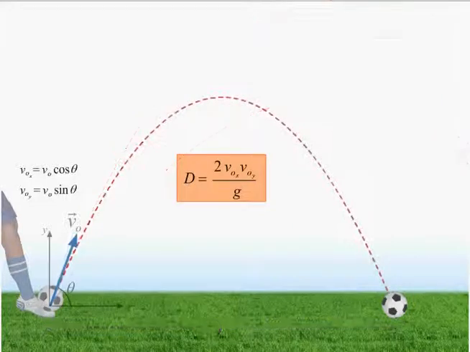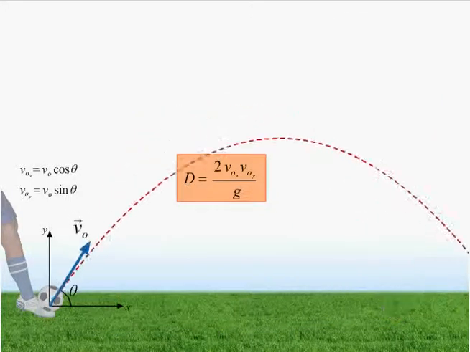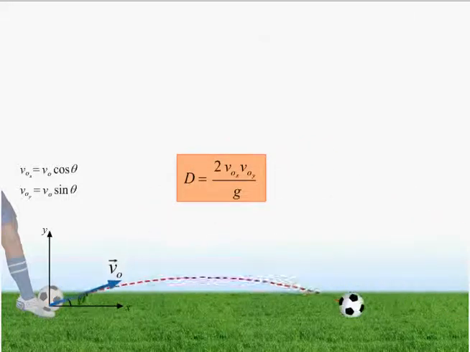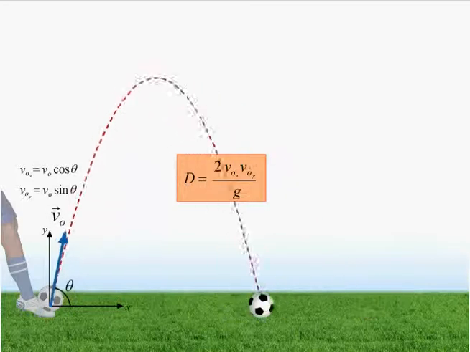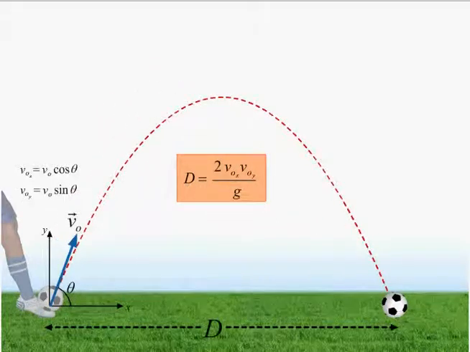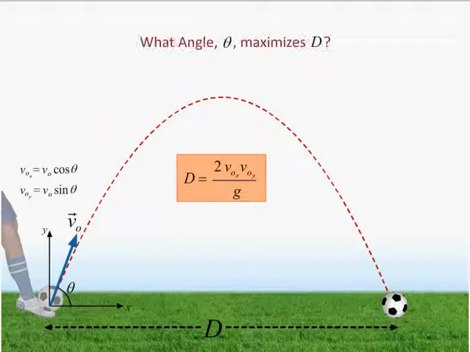This all makes sense. The catch is that for a given initial speed, v naught, both v naught x and v naught y depend on the angle at which the ball is kicked. An interesting problem is to determine the angle for which this distance d is a maximum. How would we go about making this calculation? The first step is to determine a general expression for the distance d in terms of the angle theta. We can then use this expression to find the angle that maximizes d.